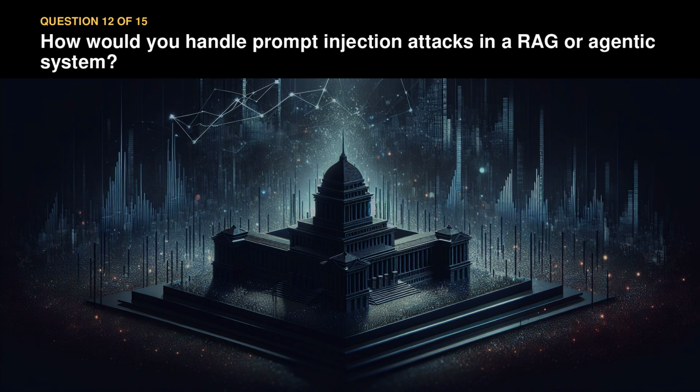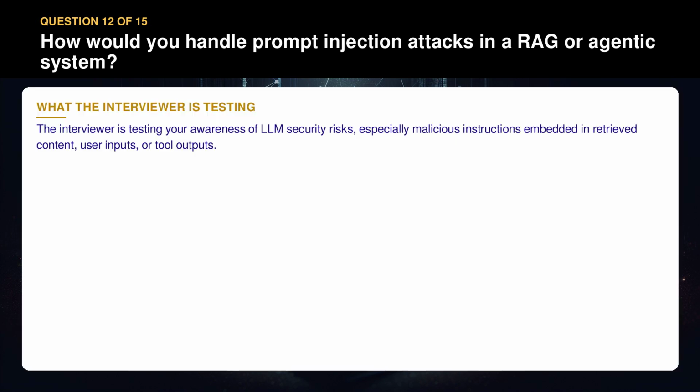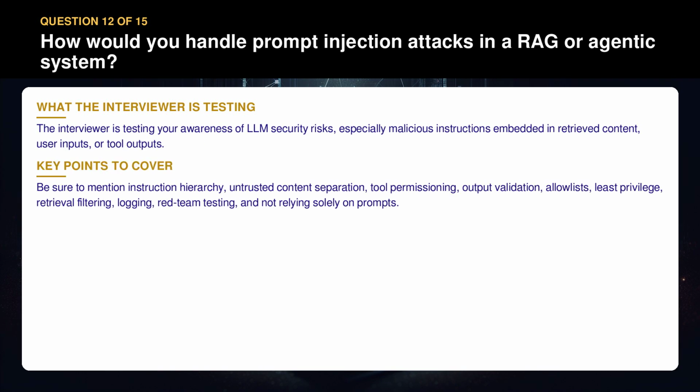Question 12. How would you handle prompt injection attacks in a RAG or agentic system? The interviewer is testing your awareness of LLM security risks, especially malicious instructions embedded in retrieved content, user inputs, or tool outputs. Be sure to mention instruction hierarchy, untrusted content separation, tool permissioning, output validation, allow lists, least privilege, retrieval filtering, logging, red team testing, and not relying solely on prompts.